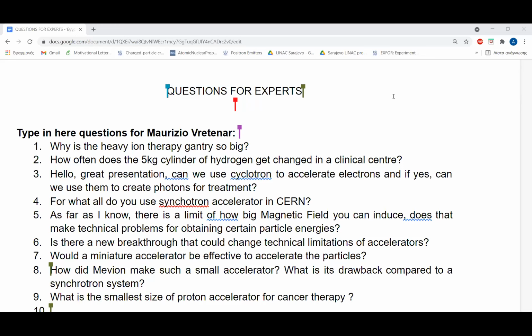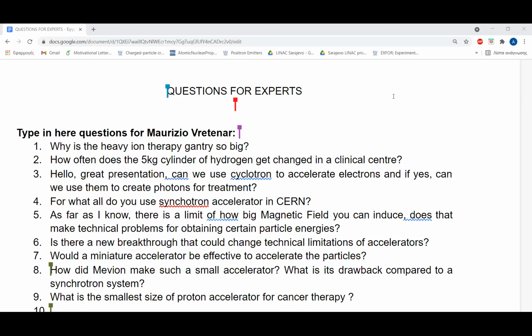How did Mevion make such a small accelerator? What is the drawback compared to the synchrotron system? Now, Mevion is a small accelerator, a superconducting cyclotron, but it does not reach high energy. So the energy is still relatively low, which is what is needed for proton therapy that we will see in the next slides, in the next lecture.